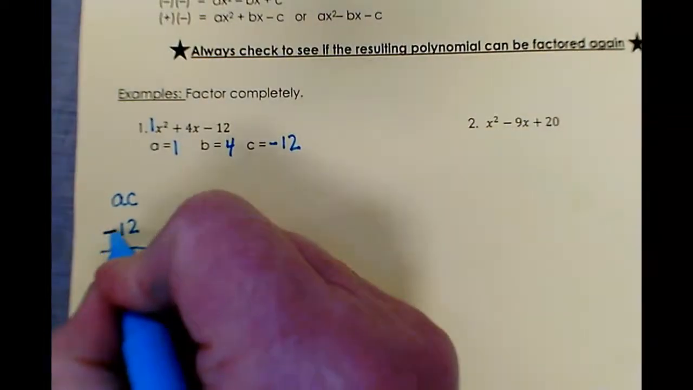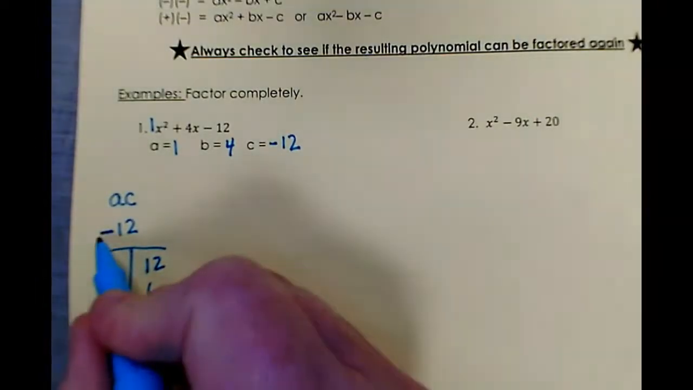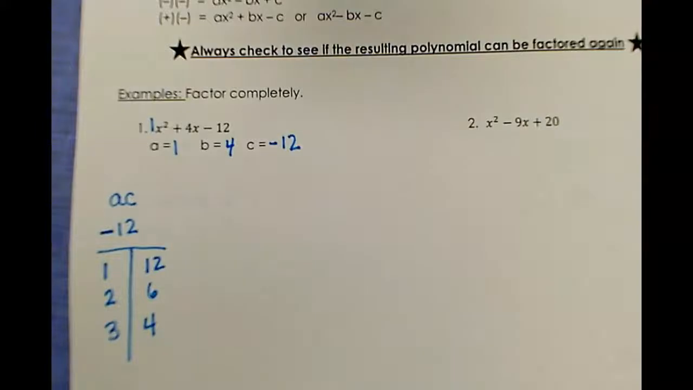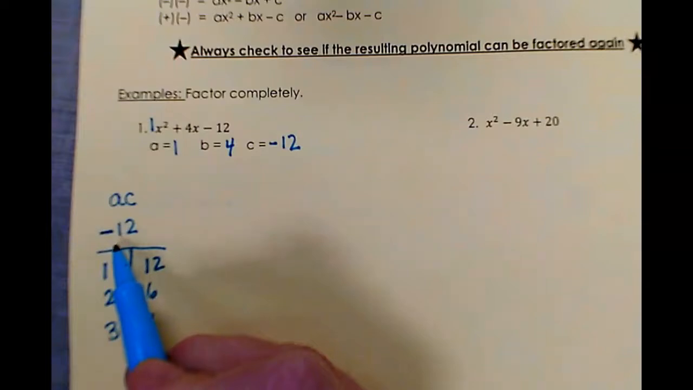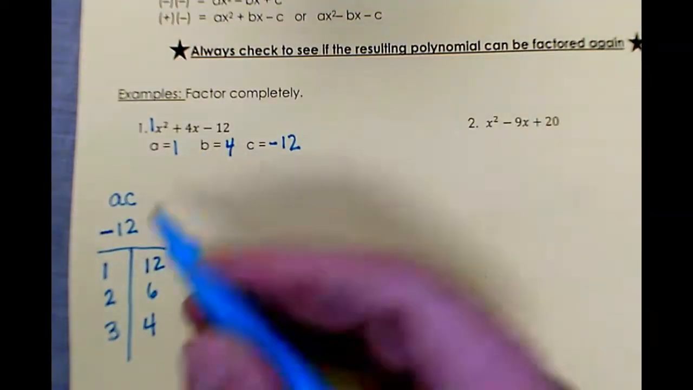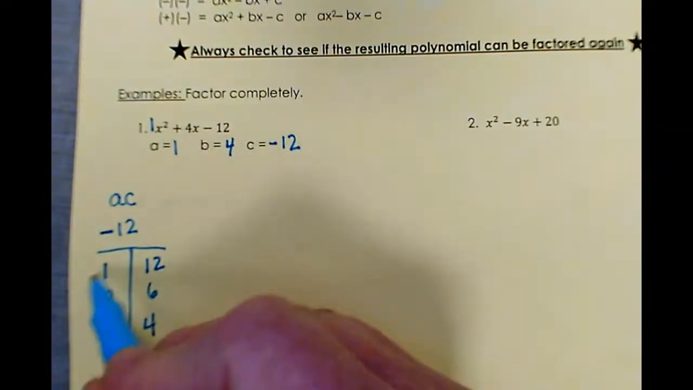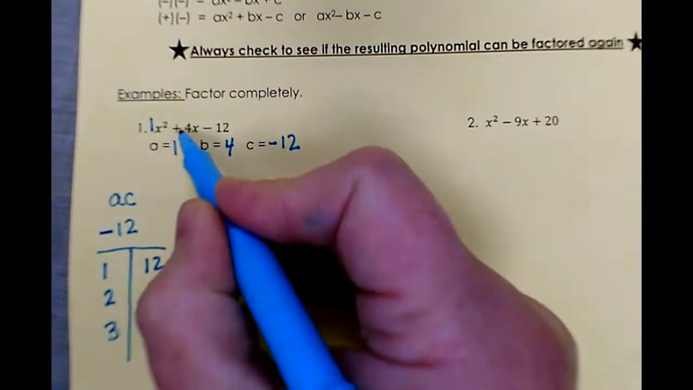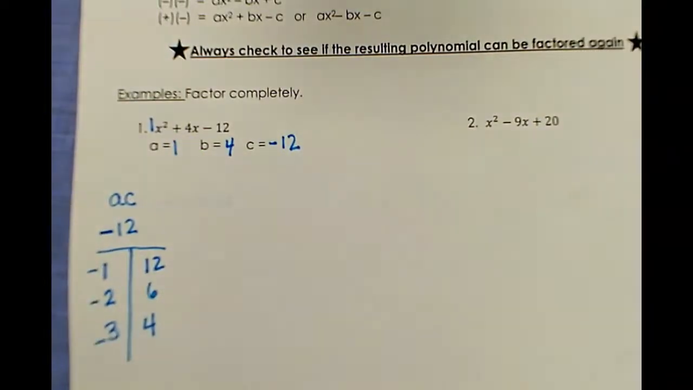If this is going to be a negative 12, then one of the two numbers in each pair is going to have to be a negative. What it says up there at the top, in order to factor this, I need numbers that multiply to get negative 12 and add to get a positive 4. Since the sum is a positive number, the biggest one needs to be positive.